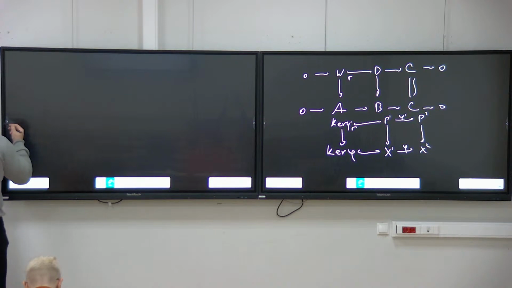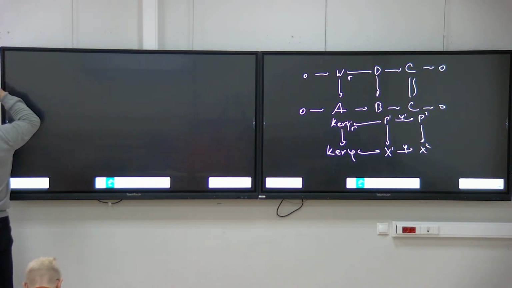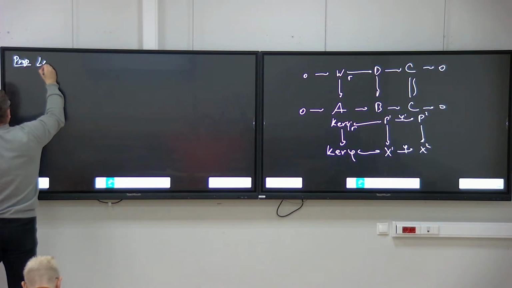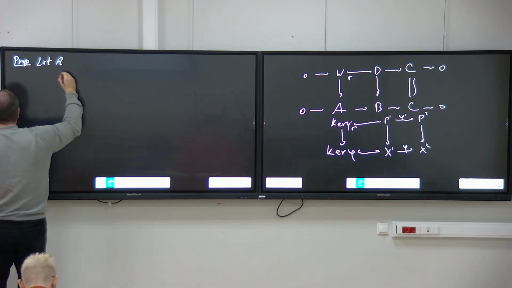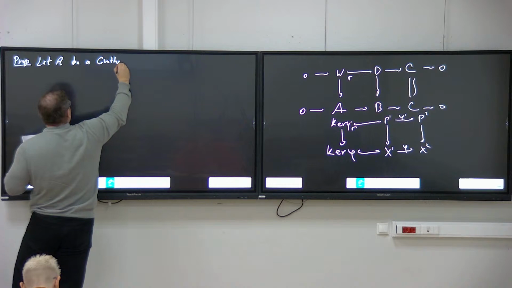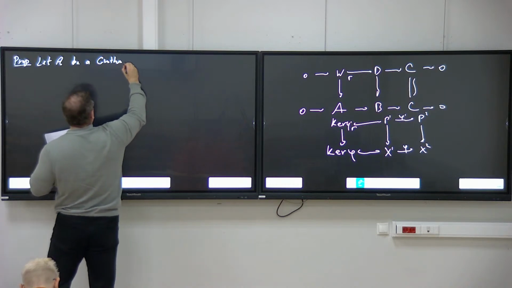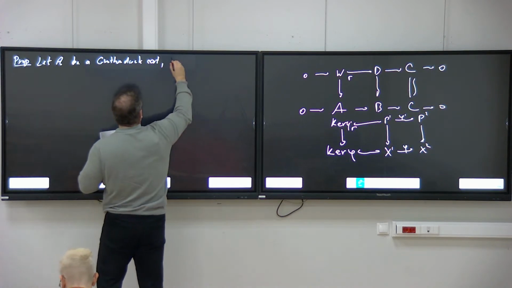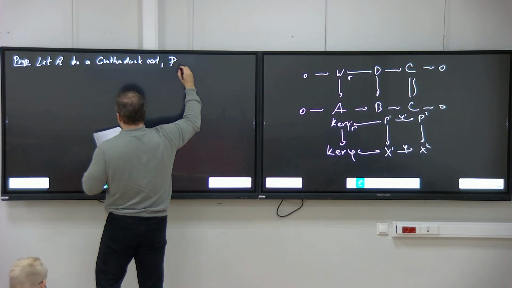Okay. So let's now go to the unbounded situation. So, proposition: let A be a Grothendieck category, that's important for the group, and E inside A is a smothering class.